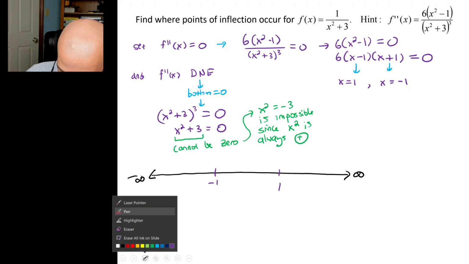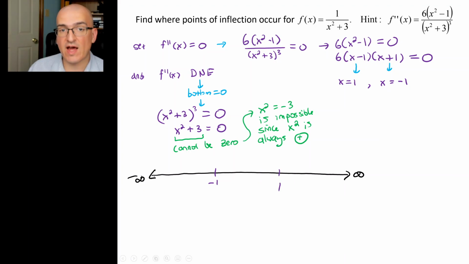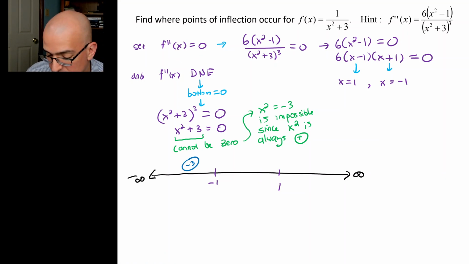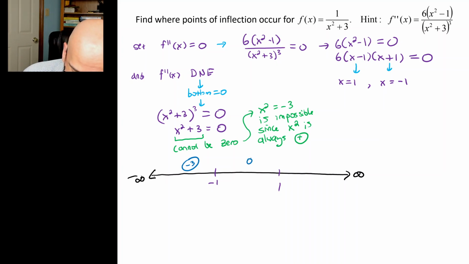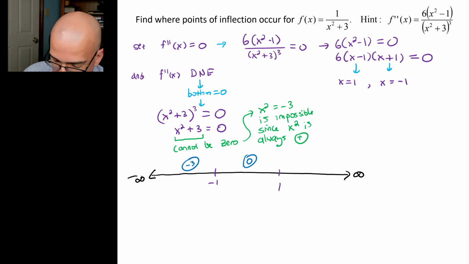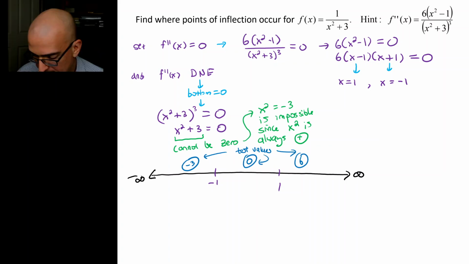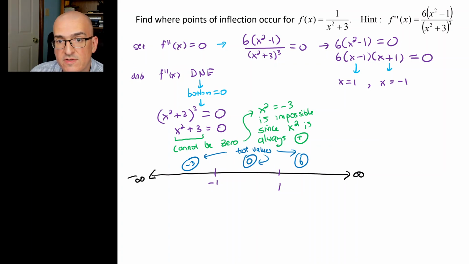And now we have 3 test regions, so we need 3 test values. I'm going to pick negative 3. Now I need a number between negative 1 and 0. Oh, sorry, negative 1 and 1. You can pick a half if you want, or a third, or negative 1/3, or 0. If you want a nice number, pick 0. And then a number from 1 to infinity, I'm going to pick 6. Those are my test values. Okay, then we're going to plug them into the second derivative.